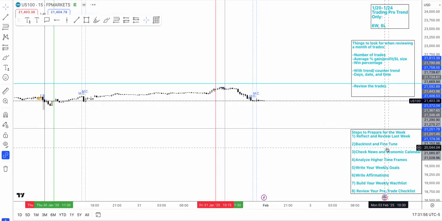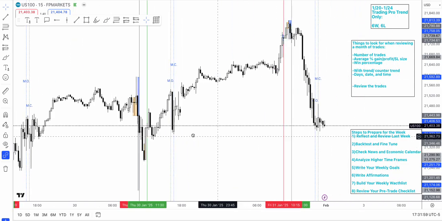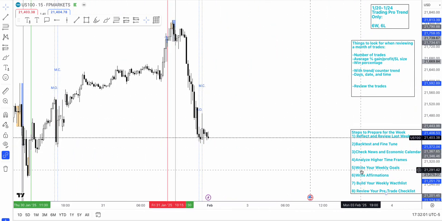So we reviewed the higher time frame, check the news. My weekly goal is just to focus on taking fewer trades and more quality trades. So I just want to make sure I do not trade the 850 macro this week. That's the only goal I really have this week. That and just focus on trading with pro trend.